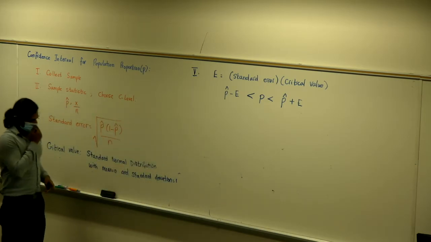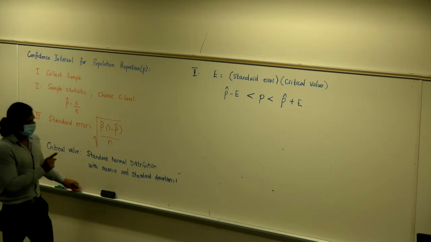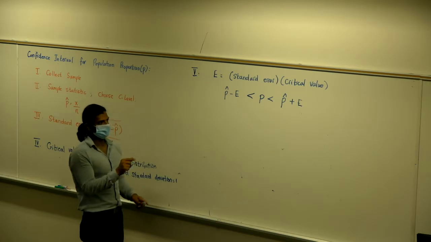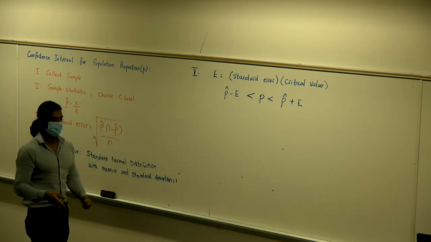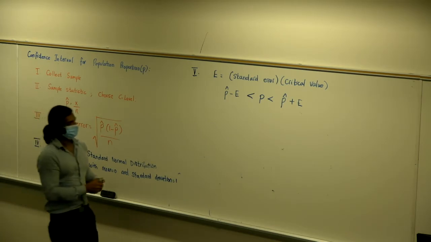And what other things changed? The standard error changed, and the critical value, the distribution where you get the critical value, also changed. So let's practice like we did last time with finding the critical value, because that is the tricky part. Once you get used to this, everything else is easy.